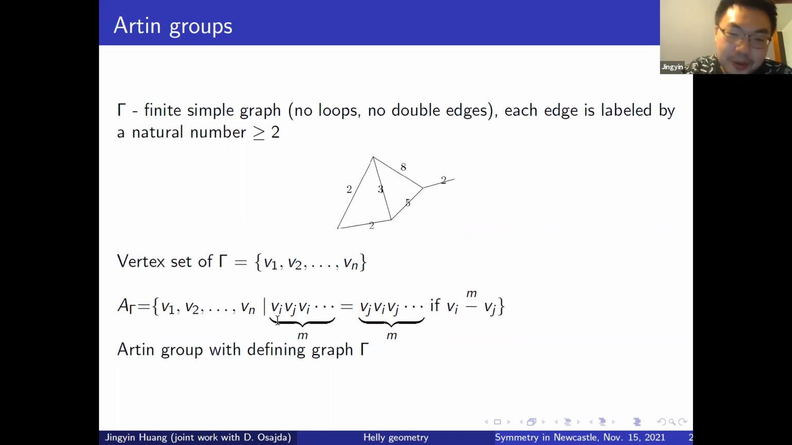I have an alternating word of length m starting with Vi is equal to the alternating word of length m starting with Vj. For example, if m equals 2, this just means Vi Vj equals Vj Vi. So m equals 2 means these two generators commute. And when m equals 3, that's more interesting. This is exactly the braid relation. And this defines a group. This group is called the Artin group with defining graph gamma.